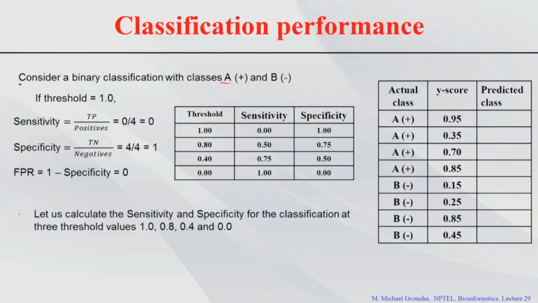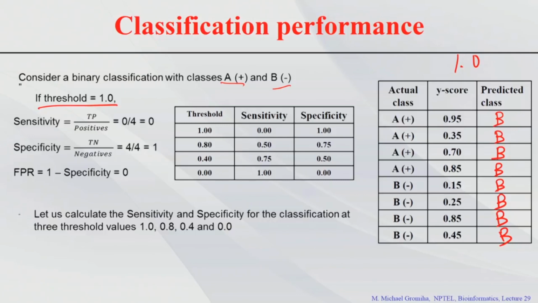Now we can take a binary classification. For example, we have A as positive and B as negative. If the threshold is 1, then what is the class? If it is more than 1, this is A. If it is less than 1, it is B. So in this case, what is the class? Right, this is B. Everything is B, B, B, B. Why is everything B? Because everything is less than 1, so with the threshold put at 1, everything is B.